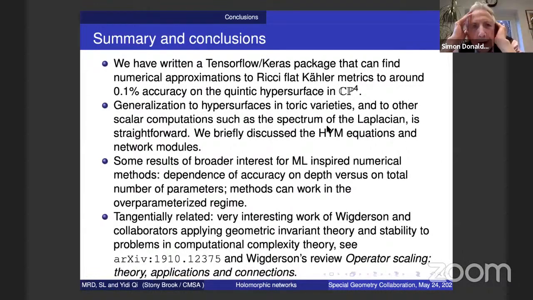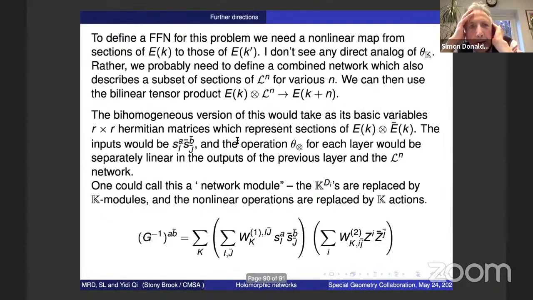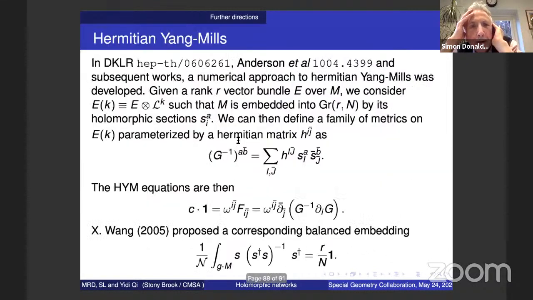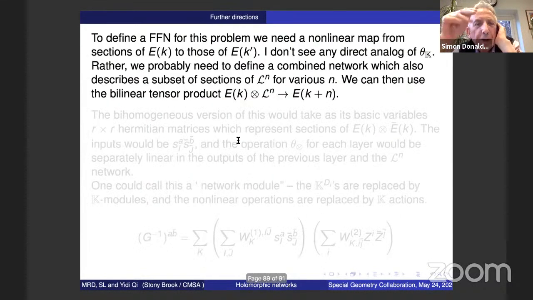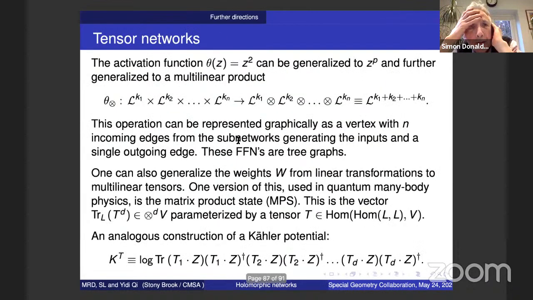On your last slide, Mike, the first bullet on your last slide talks about the quintic hypersurface. Do you mean kind of a general one, or a specific one?